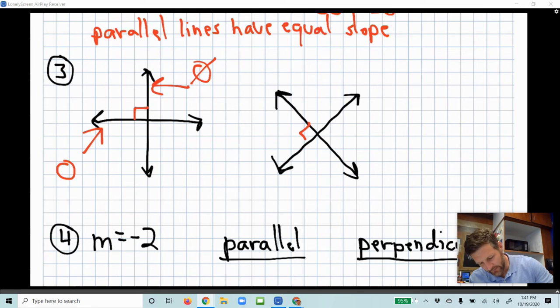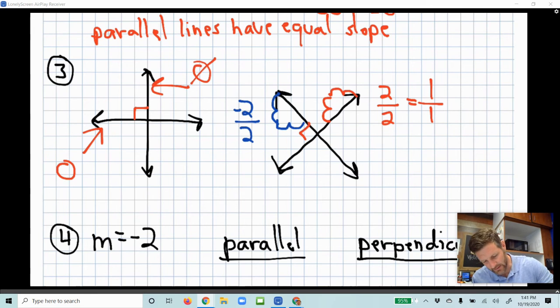We can see that if I take this one, the positive line, it is climbing up 1, 2, and then running 1, 2. So it has a slope of 2 over 2, and that's going to reduce to a slope of 1 over 1. Okay. If we look at the negative slope, let's see what it does. It's going down 1, 2, and then over 1, 2. So it's got a slope of negative 2 over 2. And so then that means it has a slope of negative 1.